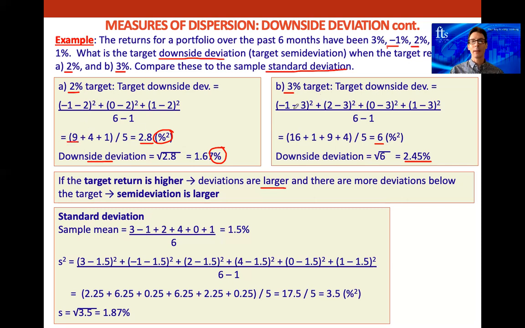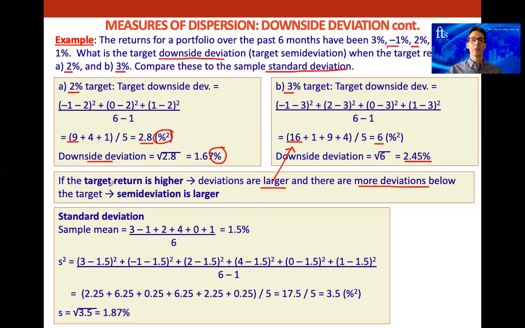Okay, what about this side? Here, our target is 3%. So minus 1 minus 3 is minus 4, and minus 4 squared is 16. So you see here, the deviations are now larger. For example, with that observation of the minus 1, the deviation is larger. And not only are the deviations larger, there are also more deviations that are below our target if the target return is higher.